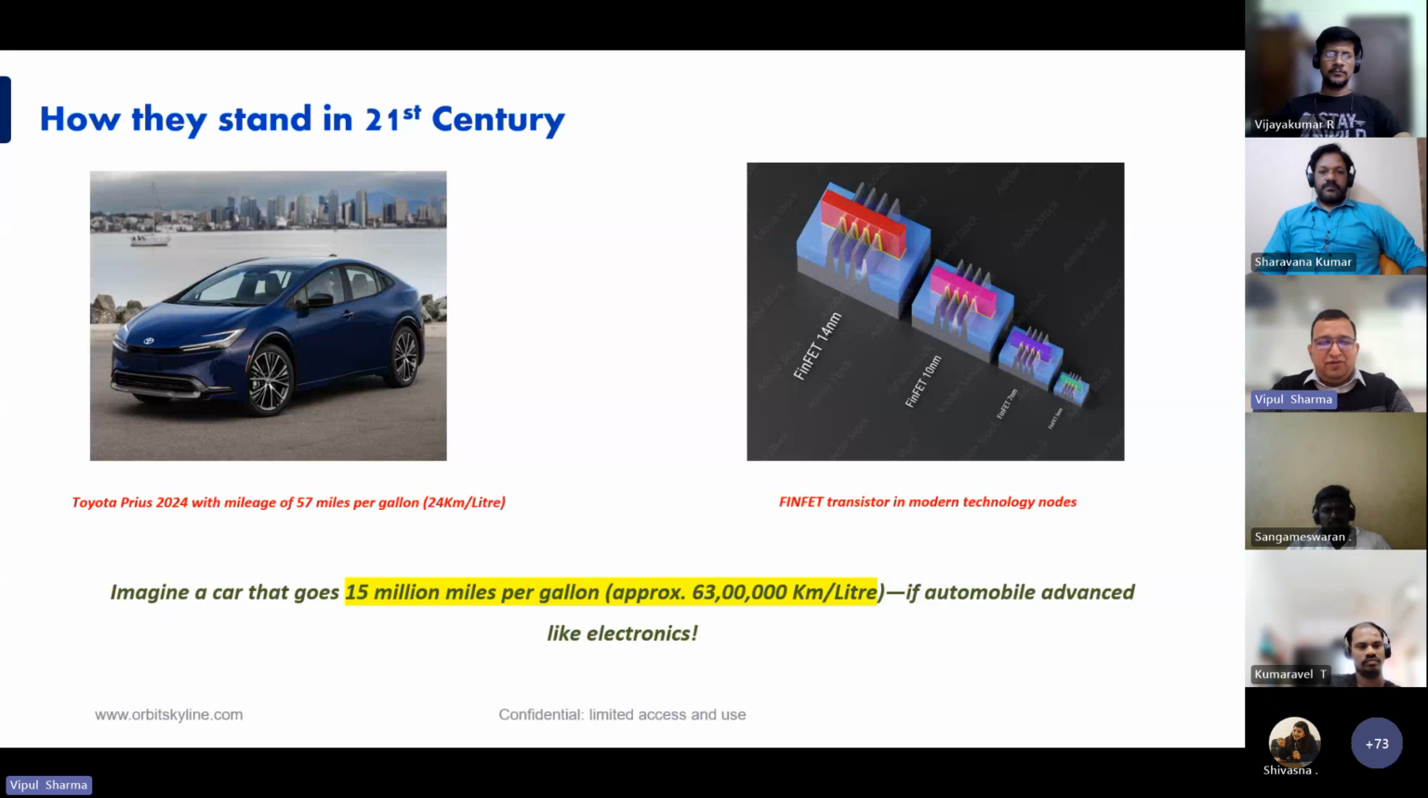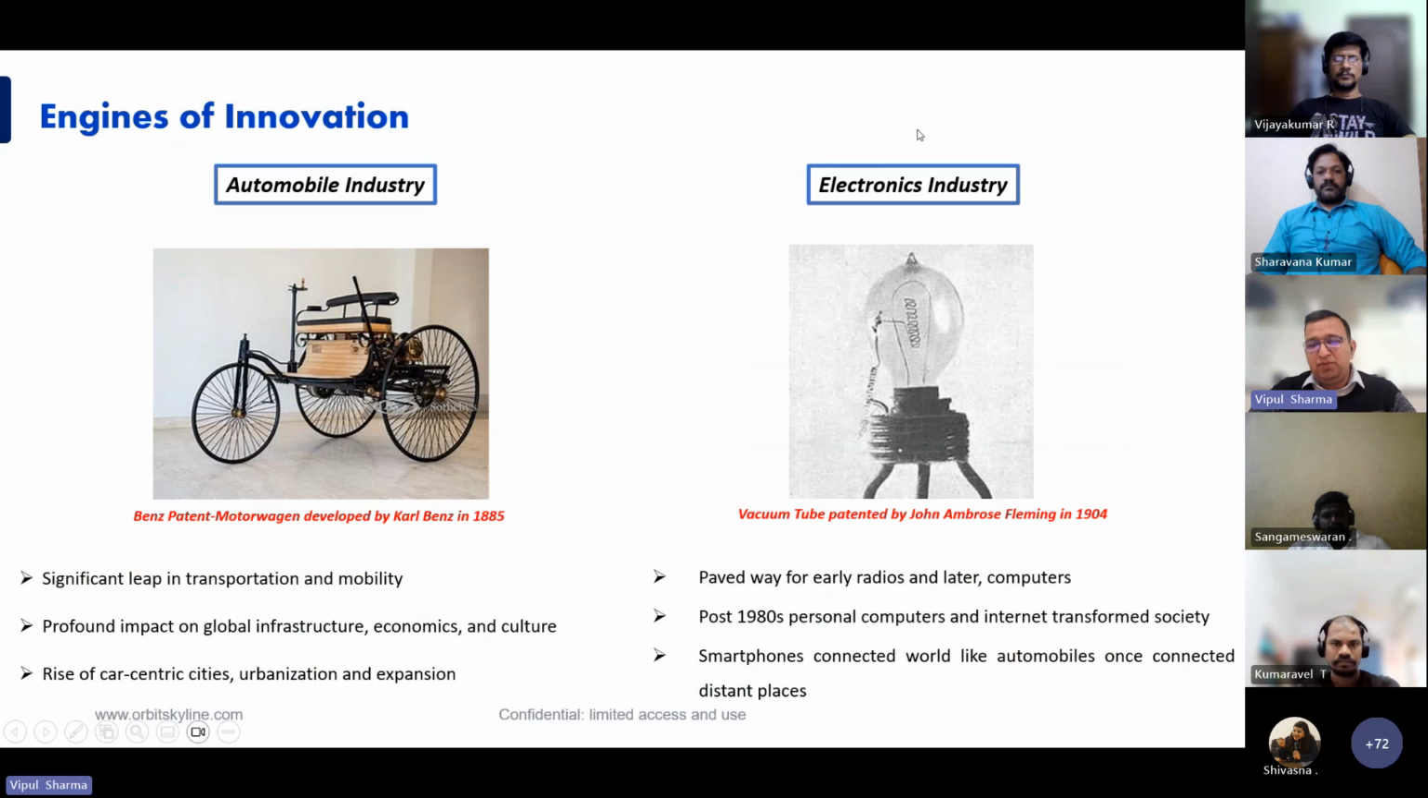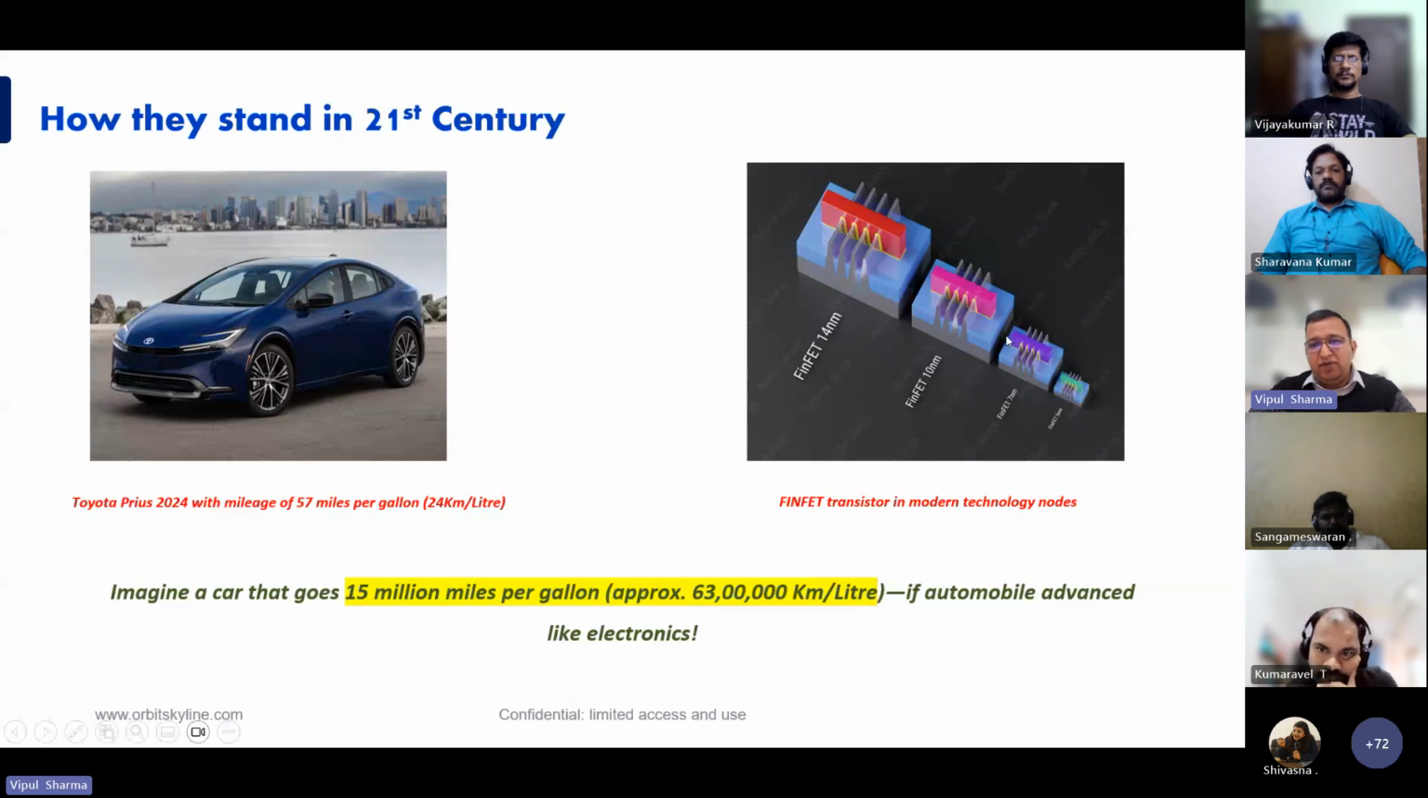So I have taken an example of not a very state-of-the-art car, but a normal car. This is a Toyota Prius model of 2024, and it has a very decent mileage, about 24 kilometer per liter. So this is a typical modern car which is being used for transportation nowadays. And on the right side are the transistors. Again, these transistors play the same role which the vacuum tube used to play 120 years back, that is to control the flow of current.